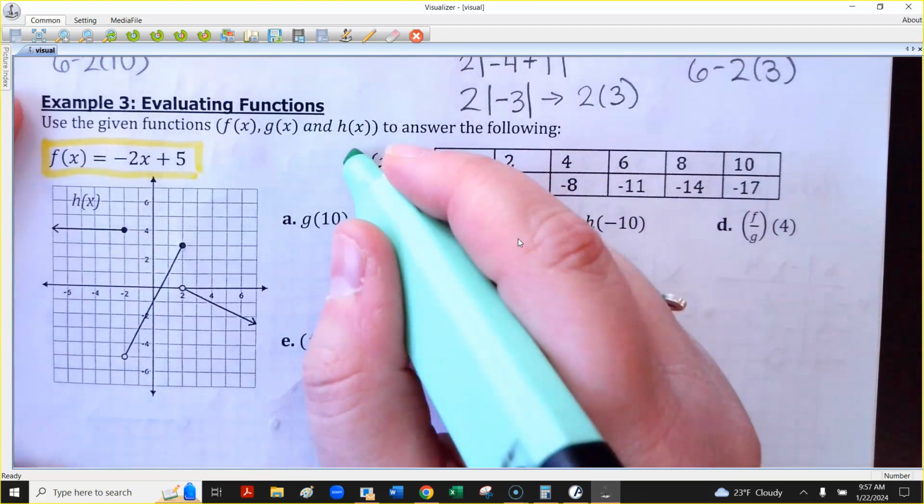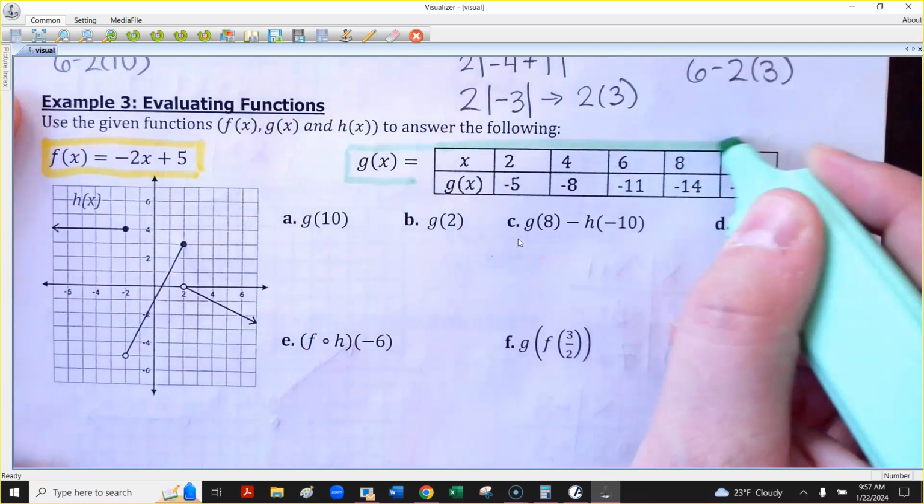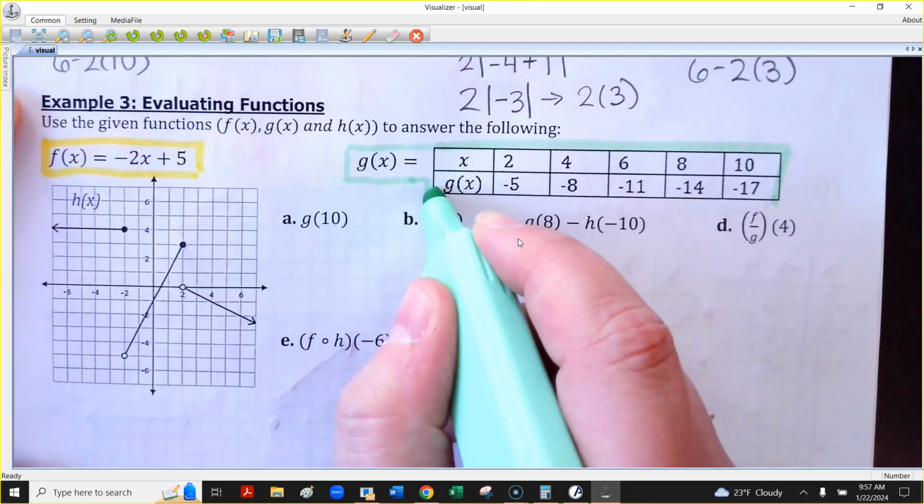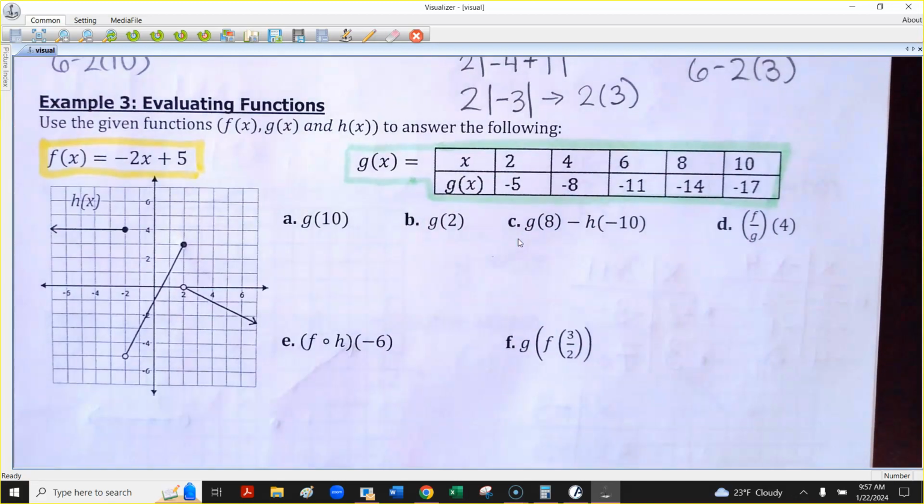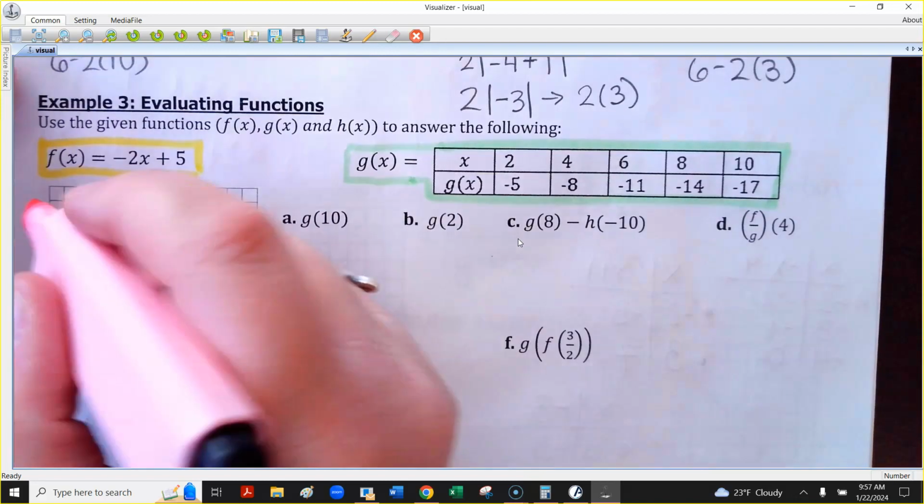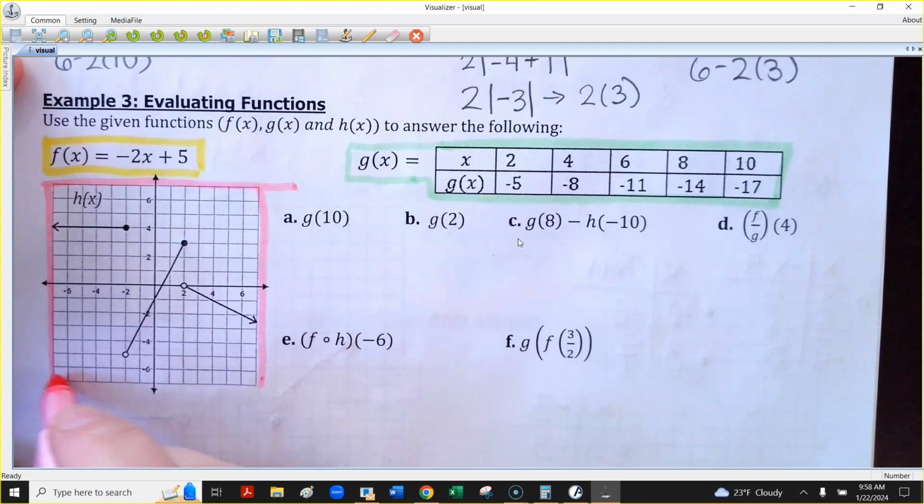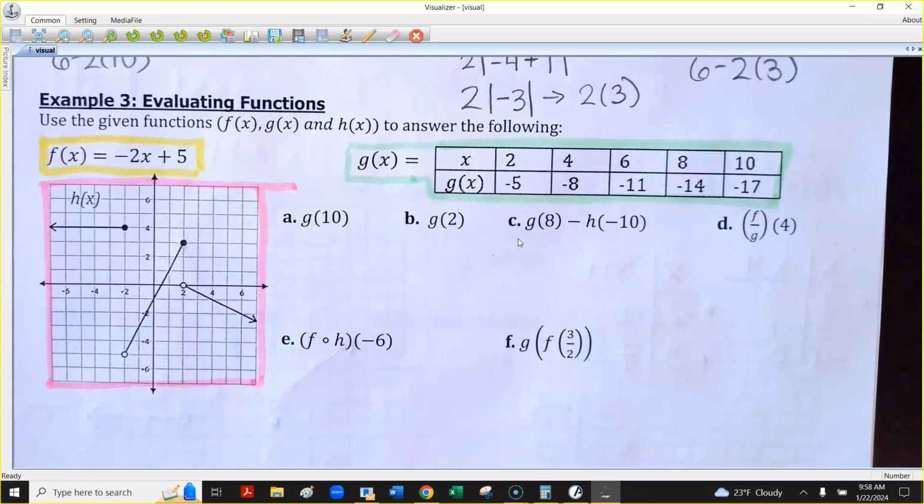So g of x here is this table. So this whole thing is my g of x function. They just give you some points on a table. And then h of x is going to be this lovely graph. Okay, so 3 different functions here. So I'm going to start with the table. We haven't done a question like this.